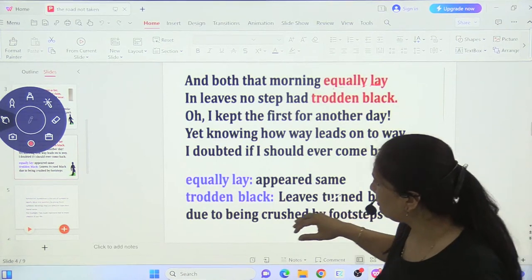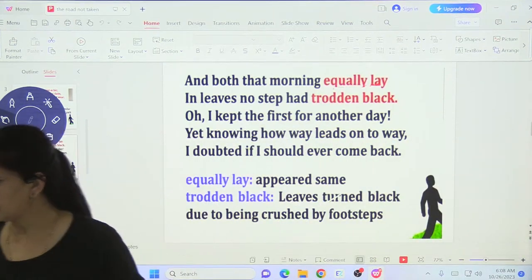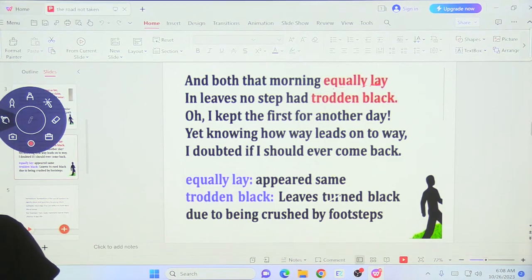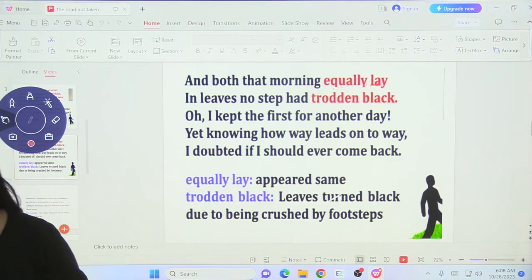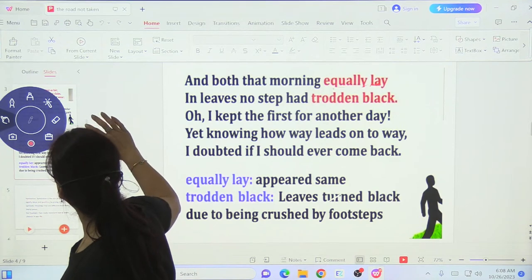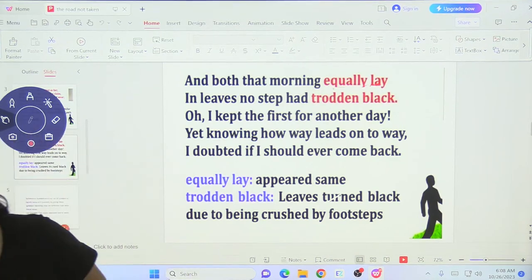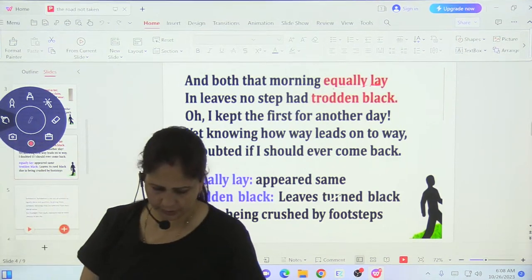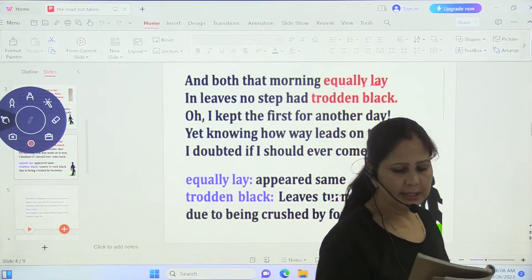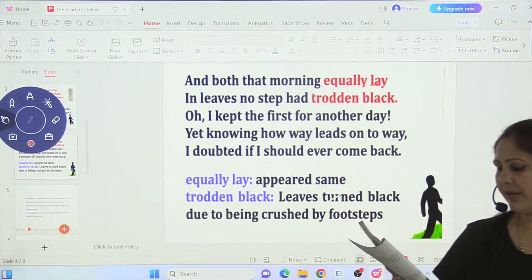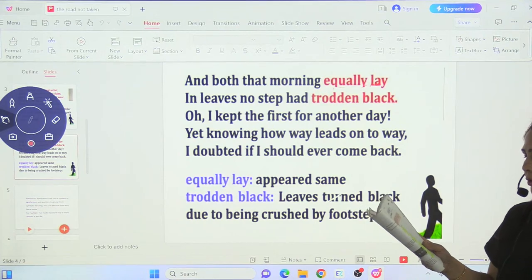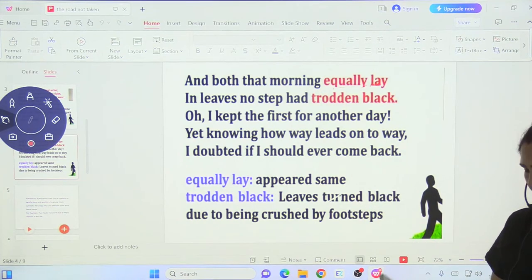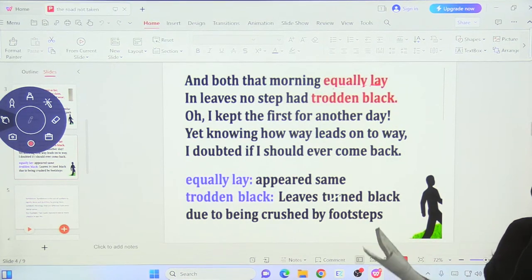I think one paragraph is still there. Just show me the book. One paragraph still remains, which I think is missing here. I'll read it out for you and explain it. Okay. I shall be telling this with a sigh somewhere ages and ages hence. Two roads diverged in a yellow wood, and I took the one less traveled by.